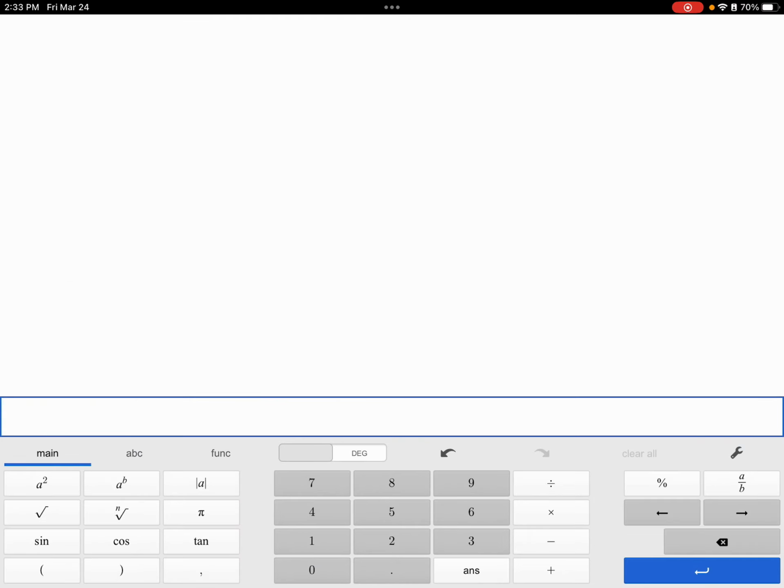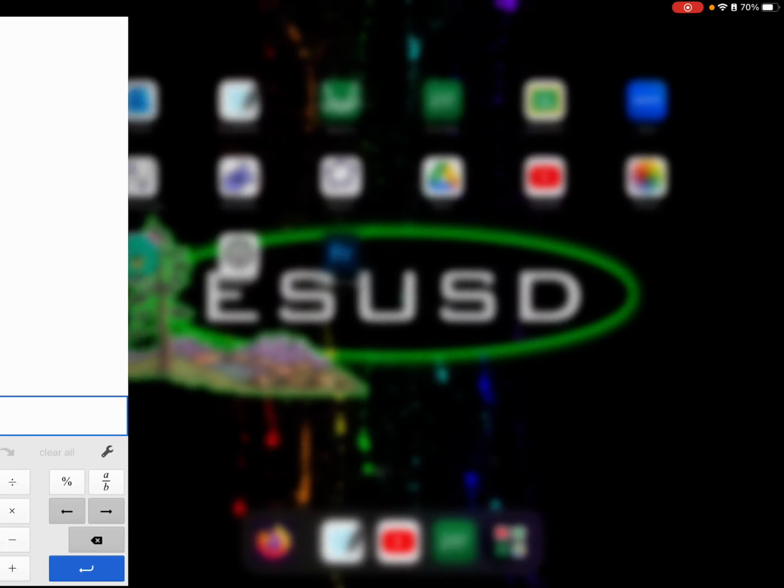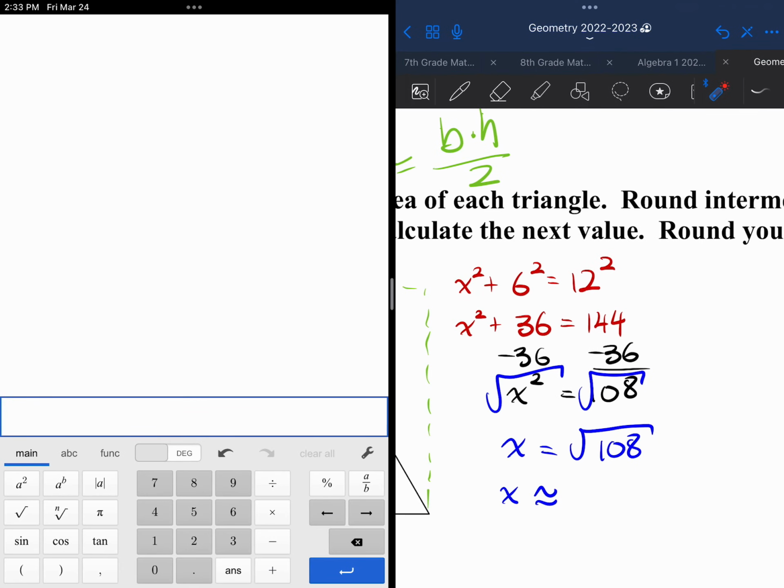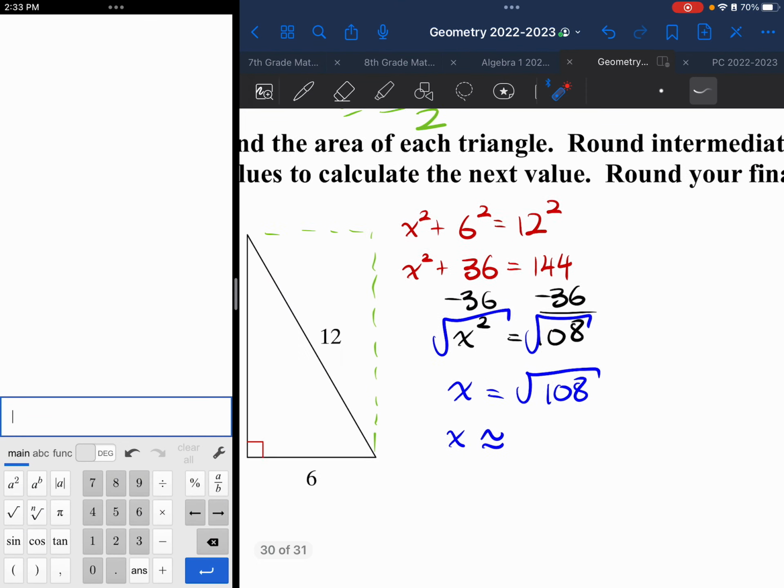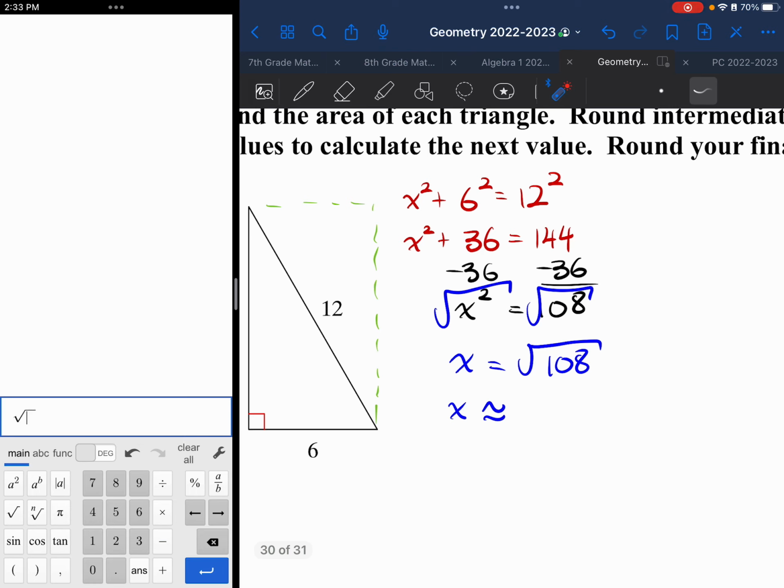Let's clear all that stuff. Calculator, you're going to go on the left. Notes, you're going to go on the right. I don't need you to be that big. All right, I'm just going to type in square root of 108, and I get about 10. Oh, wait, I should do this in pen. 10 point. Okay, it said to round to the nearest.